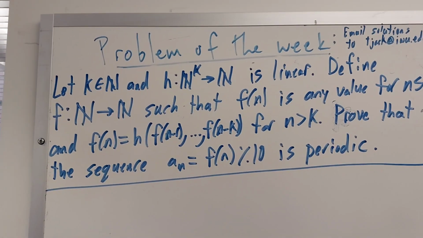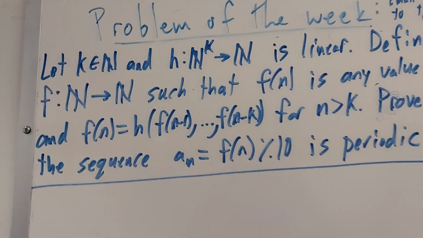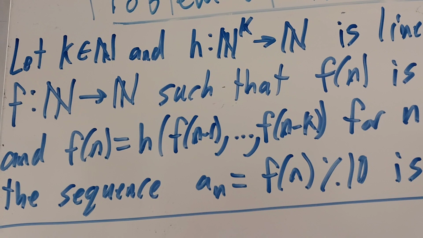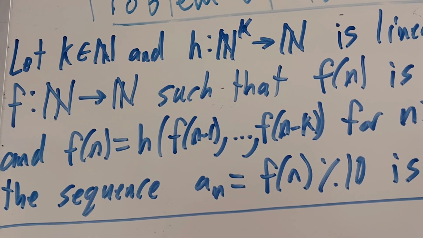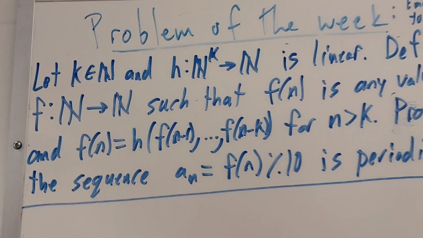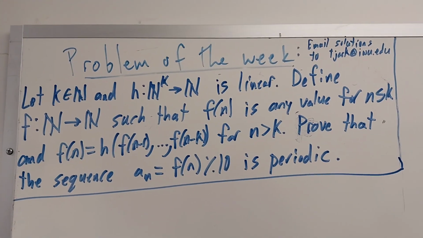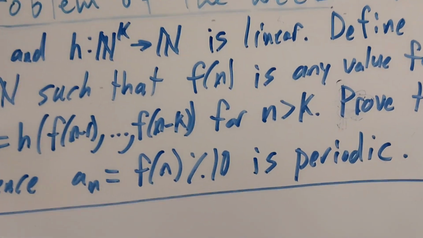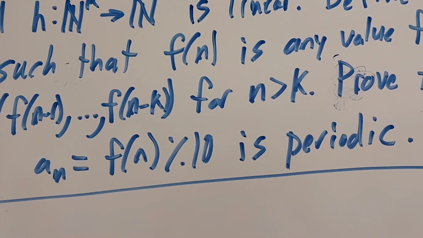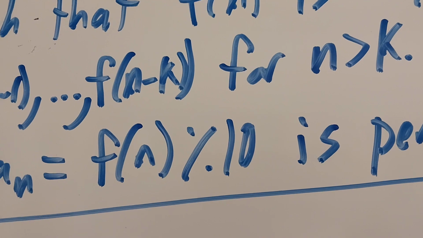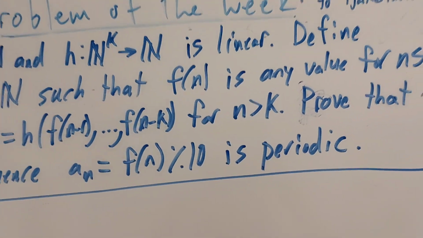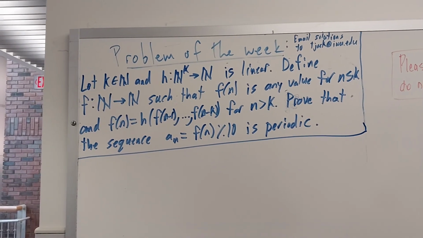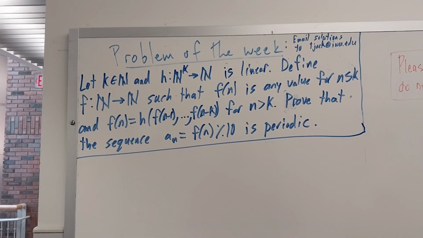After that, the function is recursively defined in this manner. You take the previous k values that f gave you, you plug them into h, and then that will give you your next value for f. The question is to prove that this sequence is periodic. This symbol, mod 10, means we're only considering the last digit. So in essence, the question is to show that the last digits of these numbers eventually start to repeat.